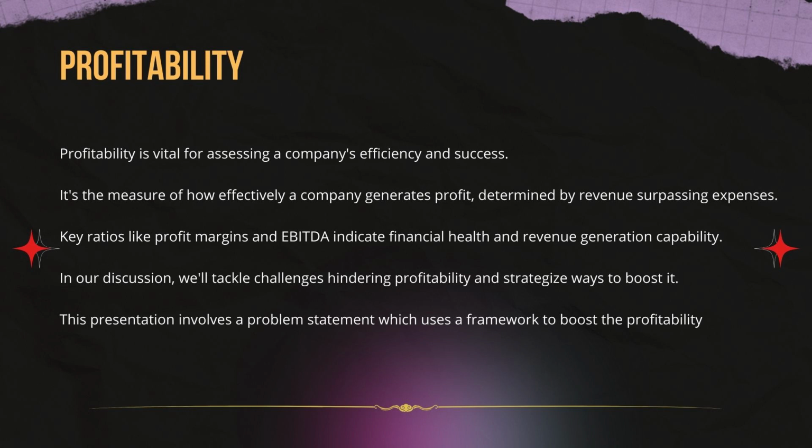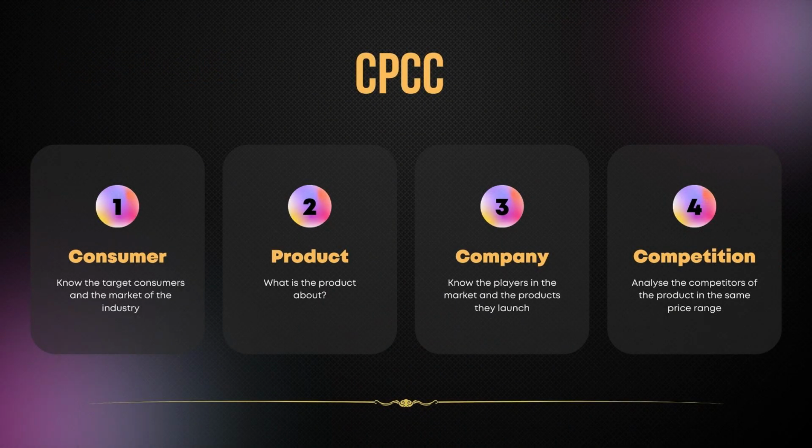First, we should look at the components that govern a company. These typically include consumer, product, company, and competition, in shorthand CPCC. The first factor is consumer, the target market of the product, that is, people who buy it. The second factor is the product that the company sells. The third factor is company, analyze who are the players that compete with the given company. The fourth factor is competition, competitors of the product in the same price range.